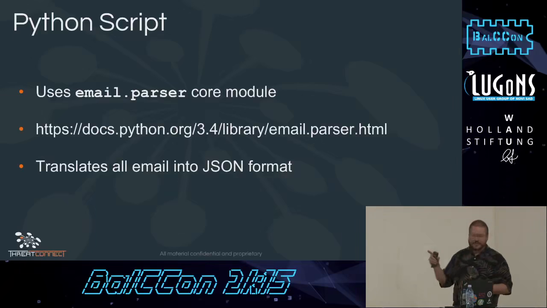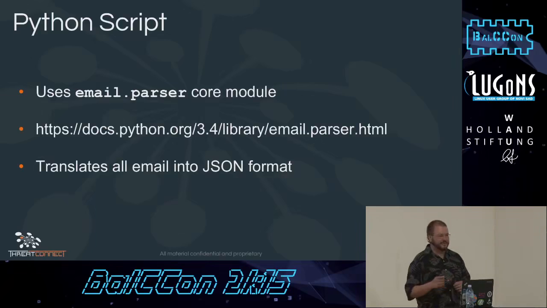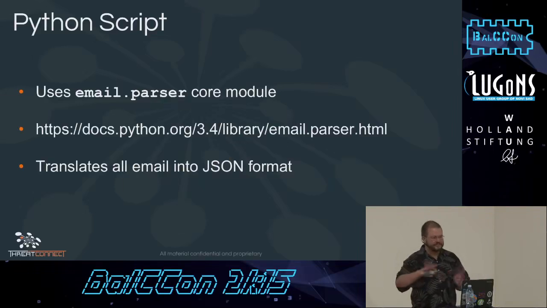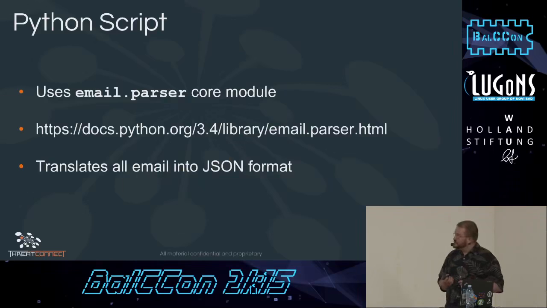So I prefer Python 3.4. There's certain times where I have to use Python 2, but I try to move away from Python 2 for anything new. And then, like I said, it translates all of the emails into JSON format, and then exports them and saves them into an index in Elasticsearch.